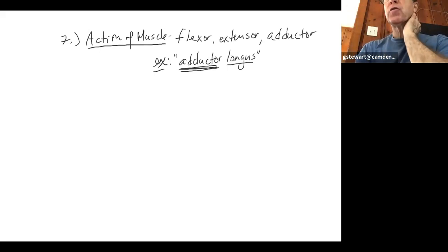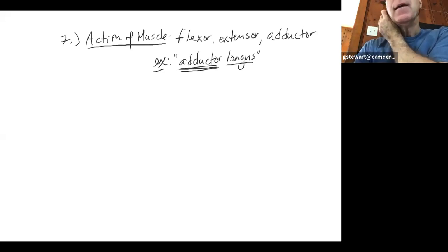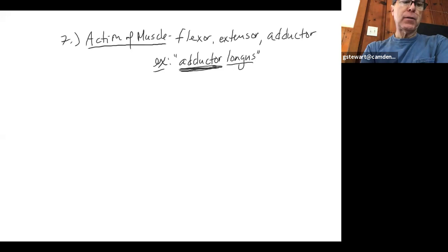Adduction means moving toward the midline of the body. So this muscle is located on the medial upper leg, the inside of your leg, where the inseam of your pants would be. And that muscle, when it contracts, it adducts or moves the leg toward the midline of your body. So most muscle names have some sort of combination of these 7 criteria. So I'm just going to write that before we leave.